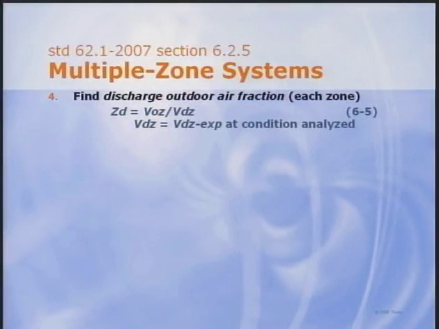Like the first 3 steps, the 4th step applies to each zone. Find the fraction of outdoor air needed in the discharge airstream. For design purposes, use the minimum expected discharge airflow at the condition being analyzed. This minimum may or may not equal the reheat minimum setting for the VAV box. More about this in a minute.